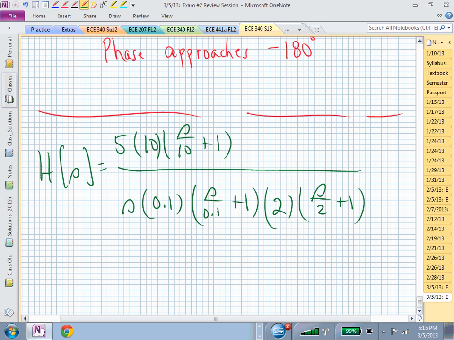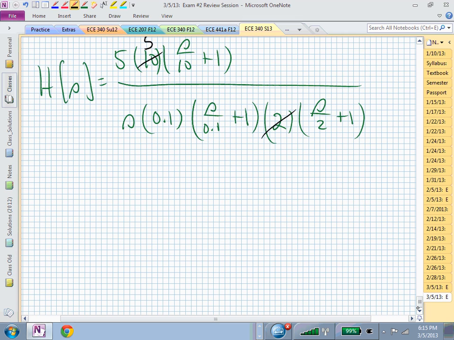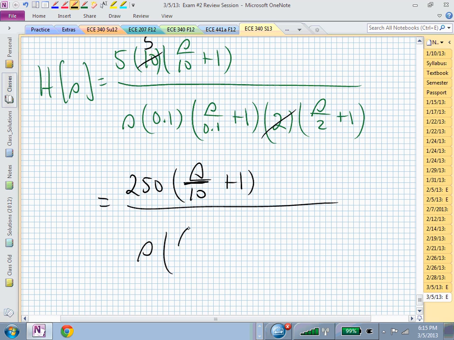And we're getting close to getting what we need. We have 2 into 10, so that gives us 5. We now have 25 divided by 0.1, or we have 250. We now have 250 times (s over 10 plus 1) all over s times (s over 0.1 plus 1) times (s over 2 plus 1).